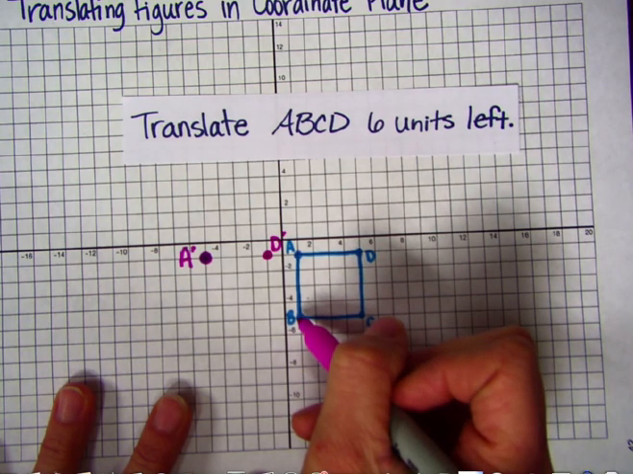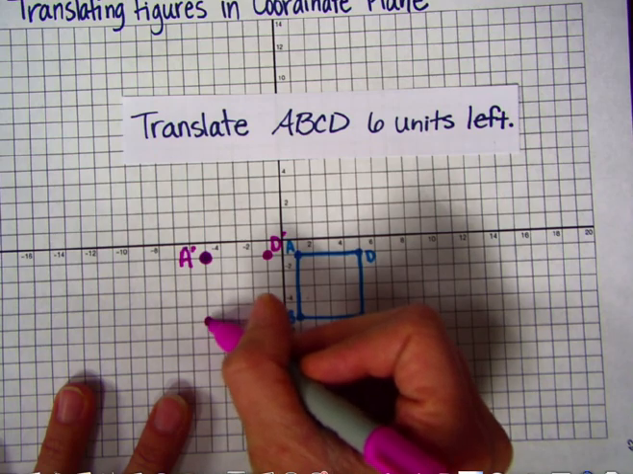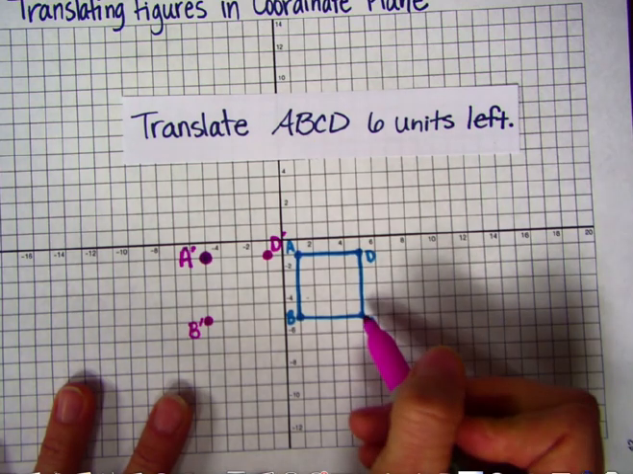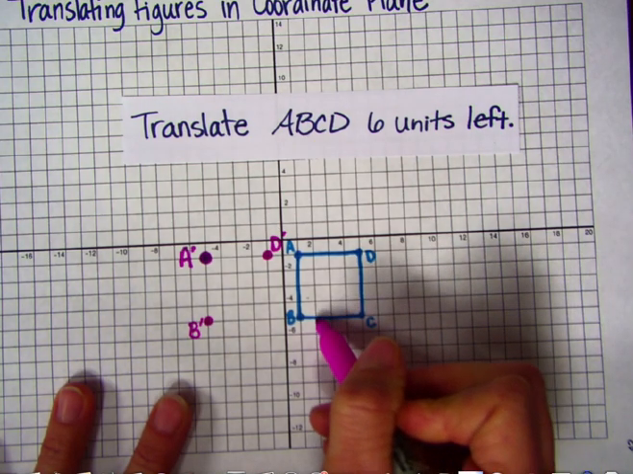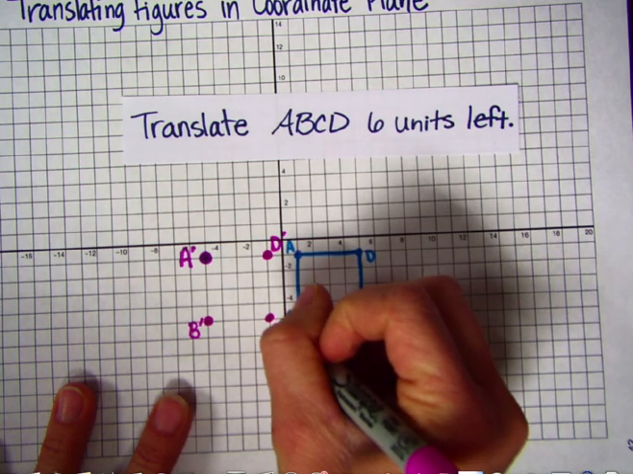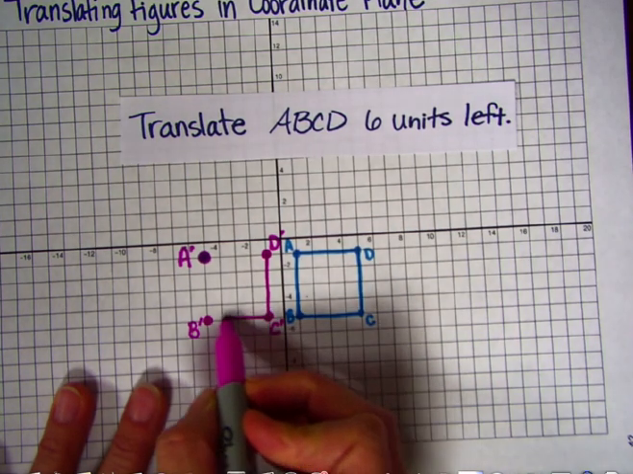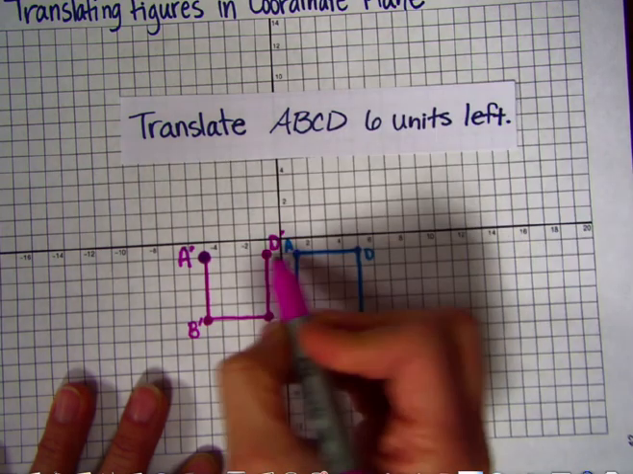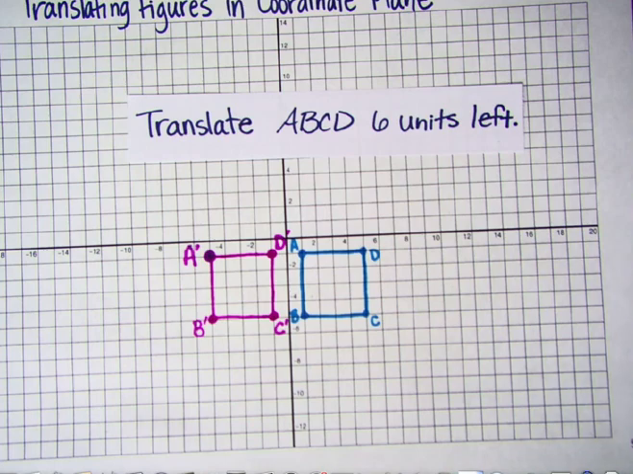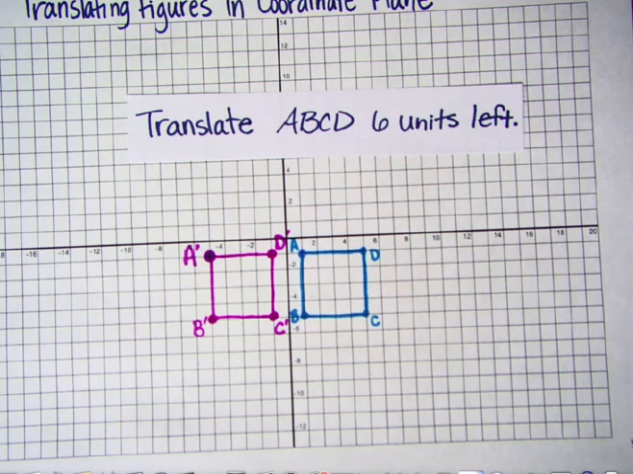All right, B also needs to move 6 units. 1, 2, 3, 4, 5, 6. And it is B prime. And C moves also 6 units to the left. 1, 2, 3, 4, 5, 6. And it is C prime. If I very neatly connect those lines, I have the same shape, just moved over 6 units to the left. We call that translating the shape. Exact same thing to the left.